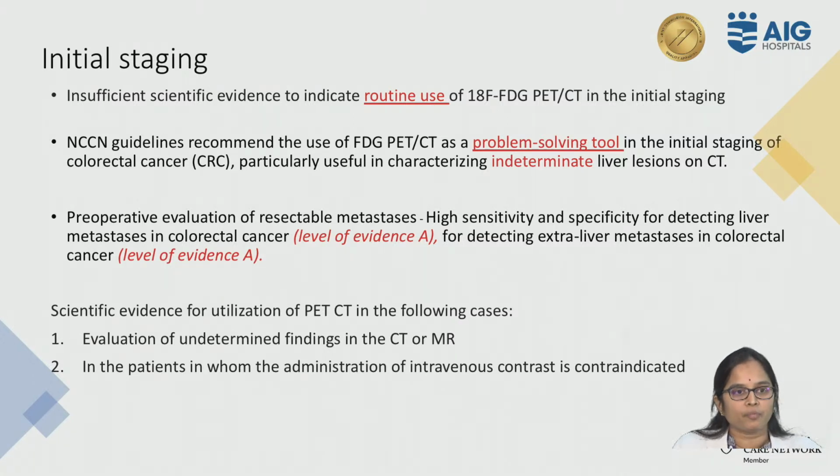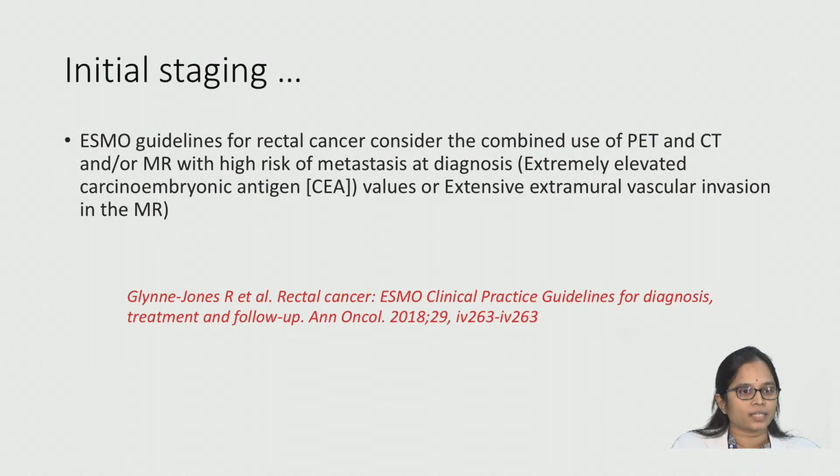So in initial staging, the literature says it is better to do PET CT whenever there are indeterminate findings on morphology, and also when intravenous contrast is contraindicated or there is claustrophobia to MRI. These are the two indications for initial staging in colorectal malignancies. But there are certain guidelines, that is, the ESMO guidelines for rectal cancer. They consider doing PET CT whenever there are extremely elevated CA levels and high clinical suspicion of metastatic disease, and also extensive extramural vascular invasion, that is, whenever the EMVI is positive or the CRM is involved, that is locally advanced. In these cases PET CT is quite useful.